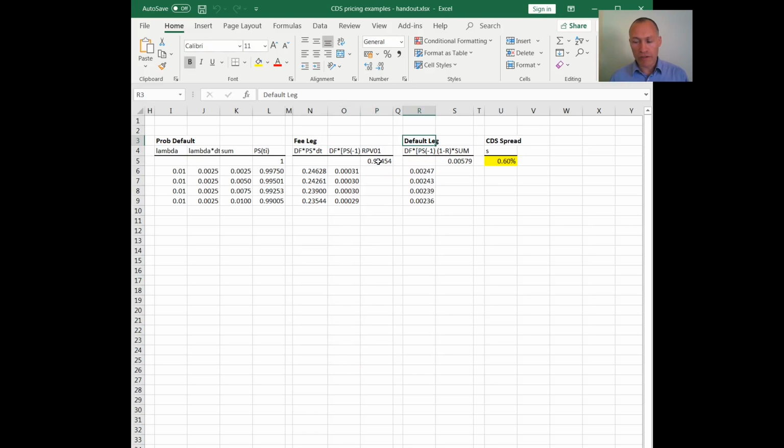Then what you have here is the second part of the CDS, the default leg. Again, this is directly the expression you have in the handouts, this term for each period, and the sum of all these cash flows gives you the value of the default leg. And then the spread of the CDS is just the value that makes these two legs equal, or I can solve for it like this, just dividing the RPV01 by the value of the default leg. Or actually vice versa, the inverse of this. And that gives me the CDS spread, 60 basis points in this case.